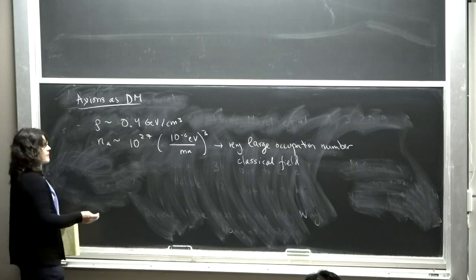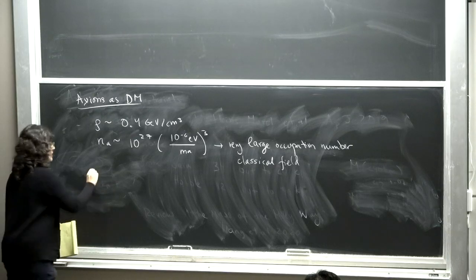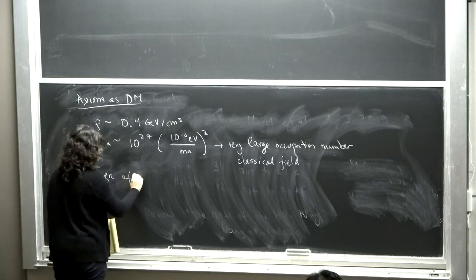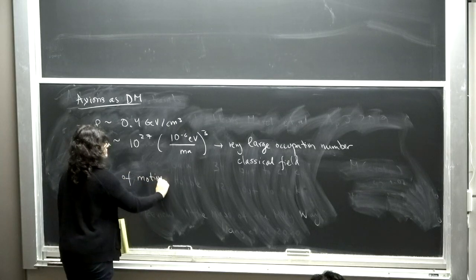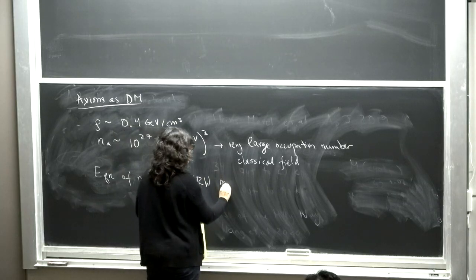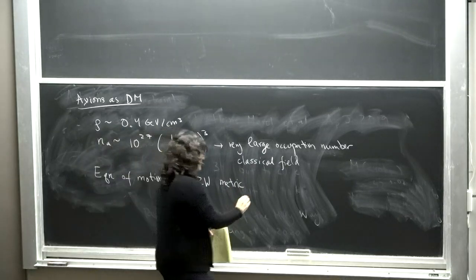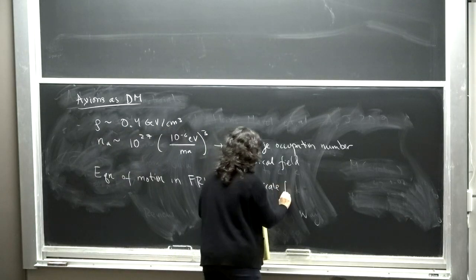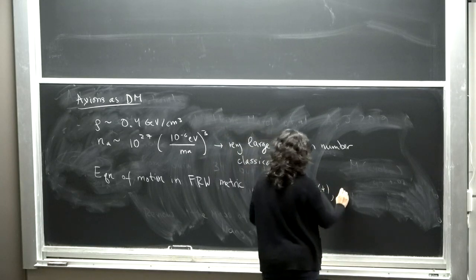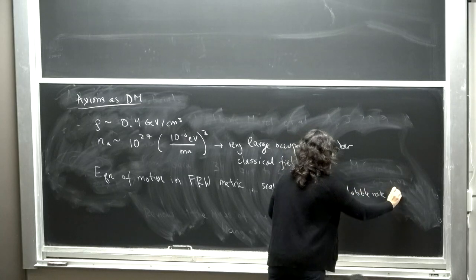And initially, let's see how the axion actually behaves as dark matter. So we can look at the equation of motion in the early universe in the FRW metric with scale factor a(t) and Hubble rate H.